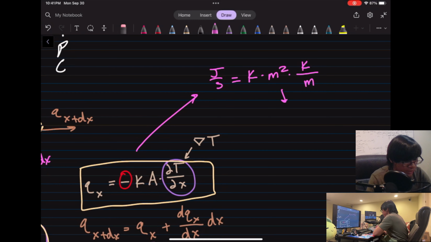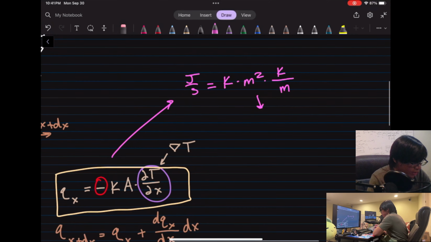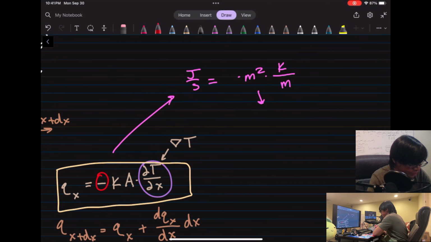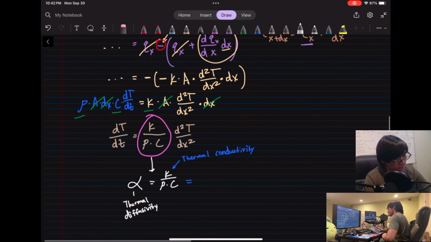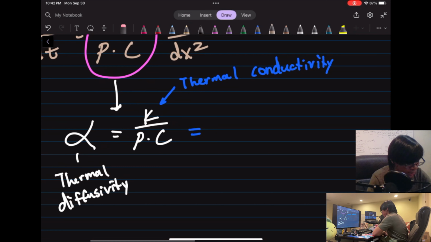Breaking down the units here, it's a little awkward since we have two Ks, so I'll denote our K here. So isolating for our K thermal conductivity, we have joules per second divided by meters squared times meters over Kelvin. You'll see that this just breaks down into joules per second, meters on the bottom, and Kelvin on the bottom, which is, again, watts per meter per Kelvin. So that's our K.